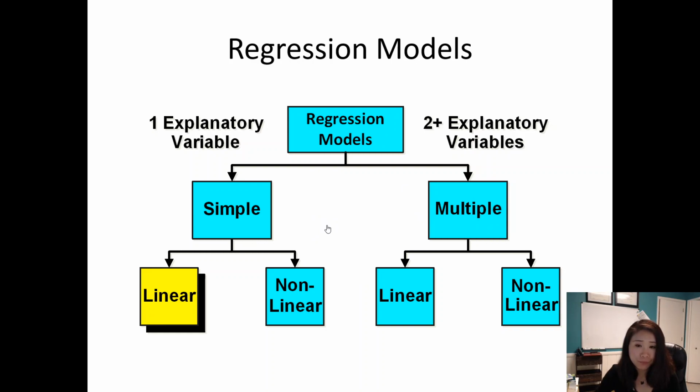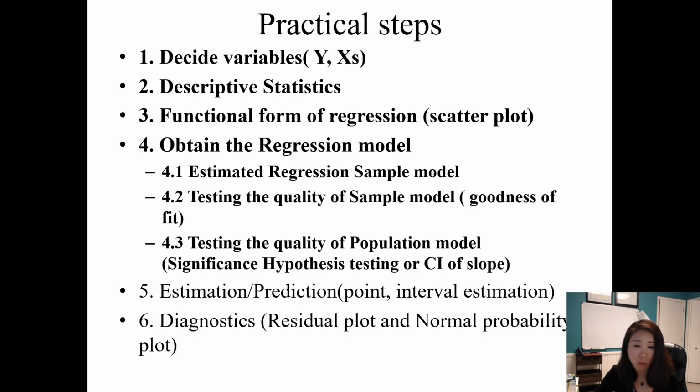Next, we're going to look at the analysis procedure you have to go through every time you work on a regression analysis. Generally speaking, you need to go through 6 steps. Any regression analysis, simple, multiple, or nonlinear regression model, you always have to go through 6 steps. First step, decide variables. What is your y variable? What are your x variables?